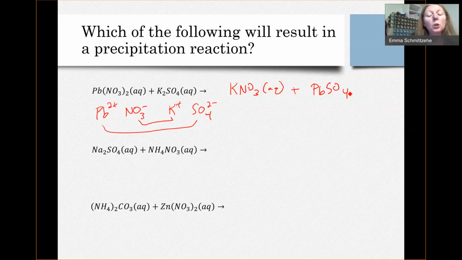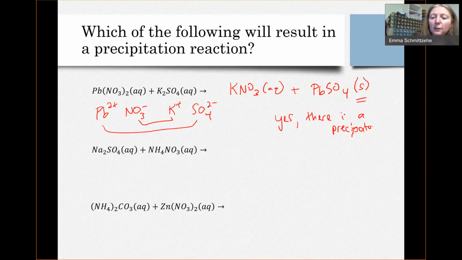But then our other one's going to be PbSO4. If you look at the solubility rules, you'll see sulfates are usually soluble, but when it's with lead 2+, that's an exception. So that one is actually a solid. Since there's a solid formed, yes, there is a precipitation. So there is a precipitation reaction that occurs, if I could spell here, precipitation. There we go. That's better.